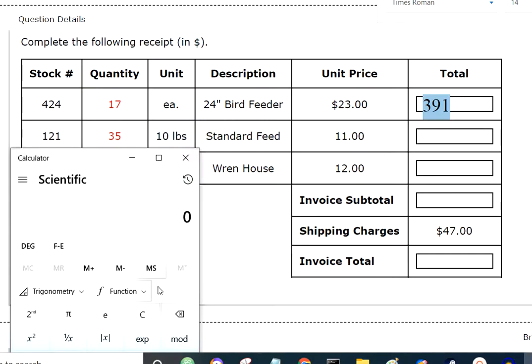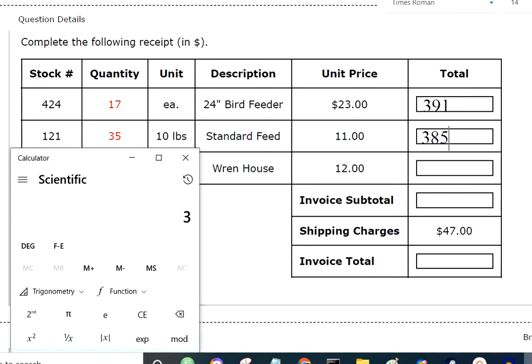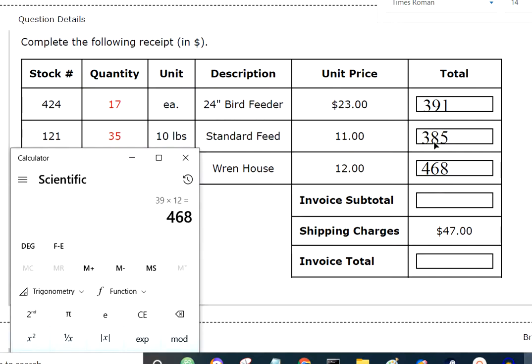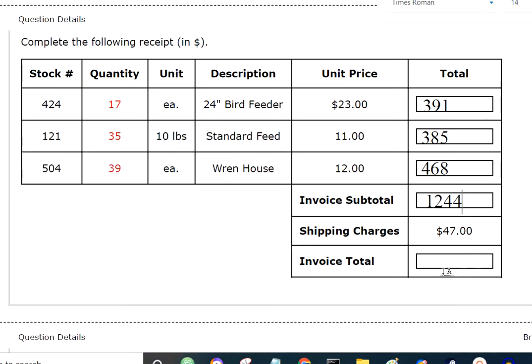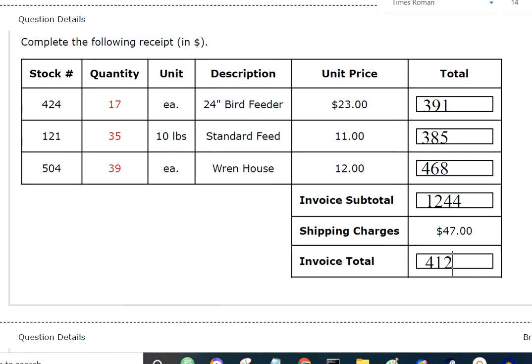And then there's 35 of the standard feed, and it's $11 for each item, so that's $385. So there's 39 of this 12 unit item, so I multiply that to get 468. And the subtotal is just where you add these up. So 391 plus 385 plus 468 makes 1,244. And so if you add the shipping charges, makes 1,290. I think it was $1,291 on my calculator.